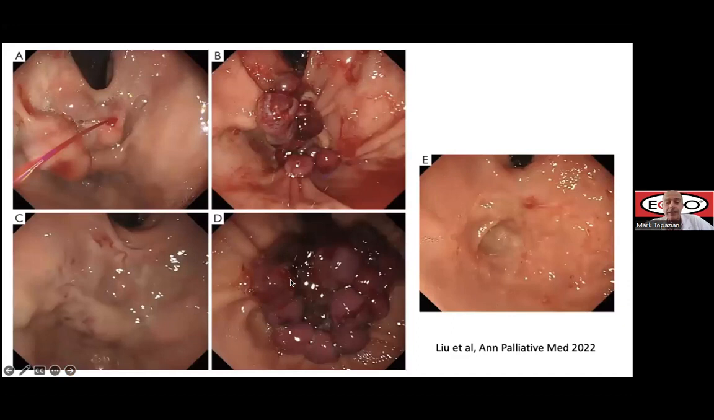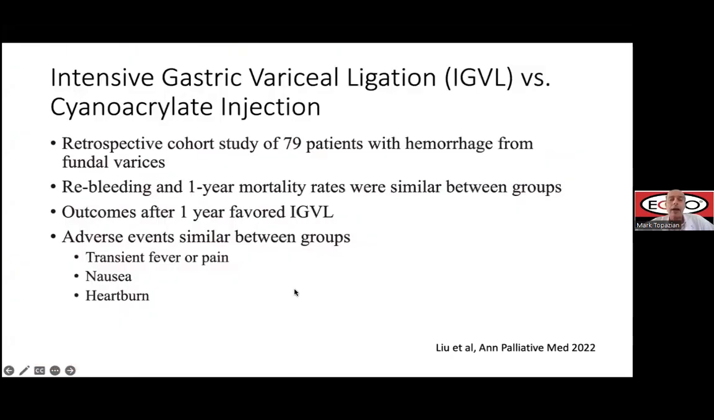And again, that's panel D here. This is what they call intensive band ligation. And well, how did they do? They published a retrospective cohort study of 79 patients who were hemorrhaging from fundal varices. This is actually, in the world of fundal varix treatment, a large series.